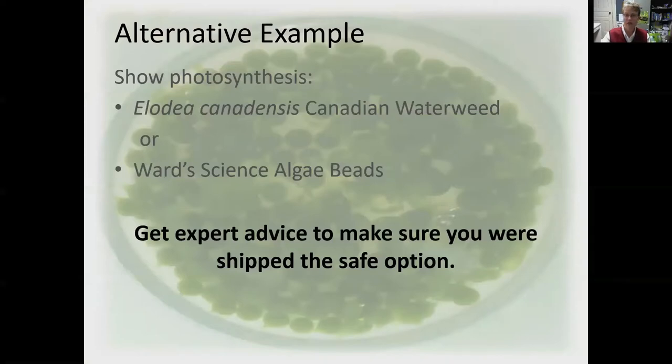And of course, make sure in any case that you are shipped the safe option. If you are uncomfortable identifying them yourselves, then again, get some expert advice before you just start using them and accidentally pitch them into the wild.